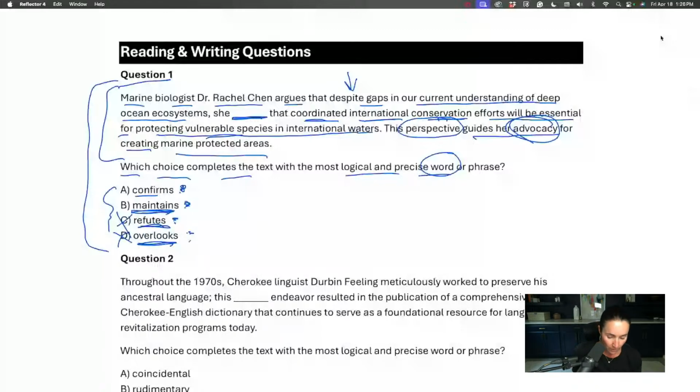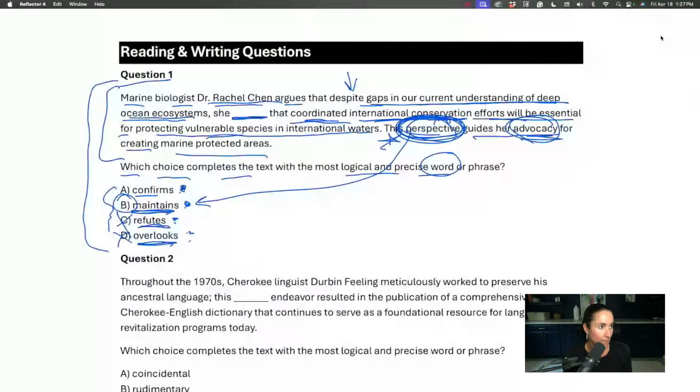So what I'm going to do is put both of these words in there. They're sort of similar. So Dr. Rachel Chen argues that despite gaps in our current understanding of deep ocean systems, she confirms that coordinated international conservation efforts will be essential, or she maintains that coordinated international conservation efforts will be essential. Also, this is a perspective. We have this word perspective here. Maintains goes better with perspective than confirms does. Confirms is almost like, I did the test, I confirm, it is negative, very black and white. In this case, we have more perspective, more of advocacy. That's why B is the best answer. She's sort of maintaining this belief.